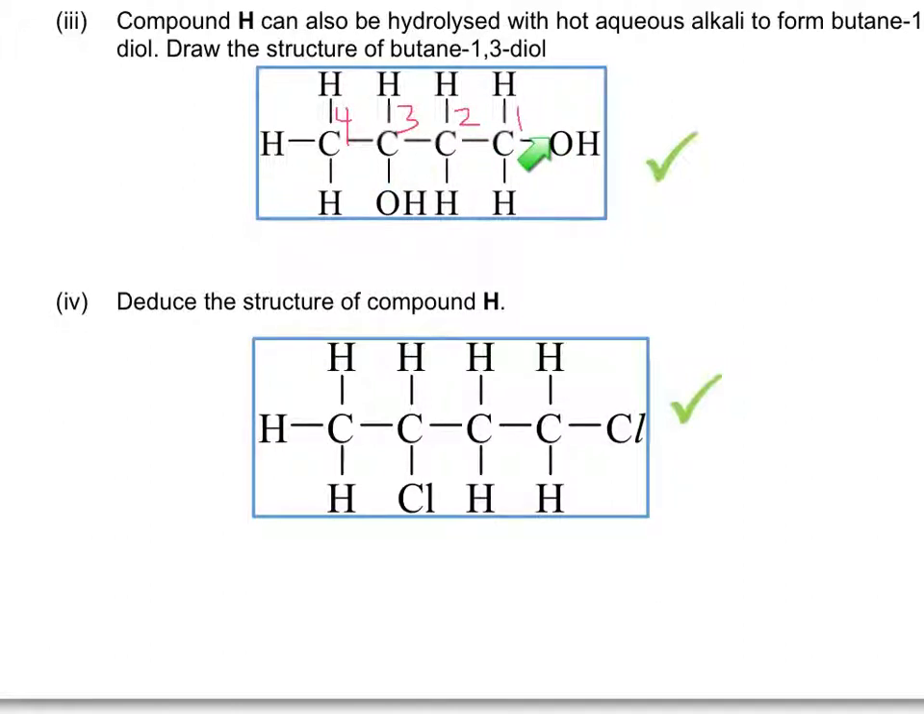How do we figure out the structure of H? Well, we're told in the question H can be hydrolyzed with hot aqueous alkali to form butane 1,3-diol. If we're forming 1,3-diol, we must have had the chlorines in, again, exactly the same positions, which is 1 and 3.